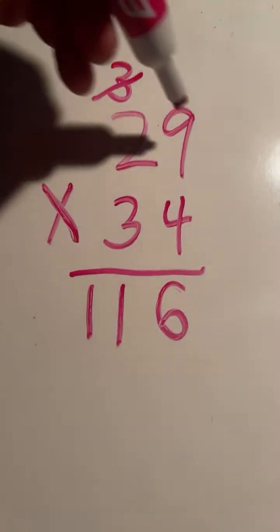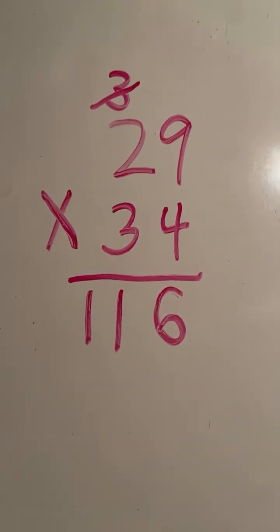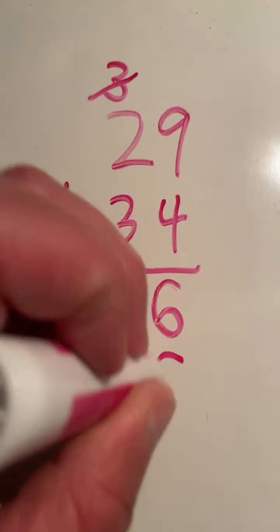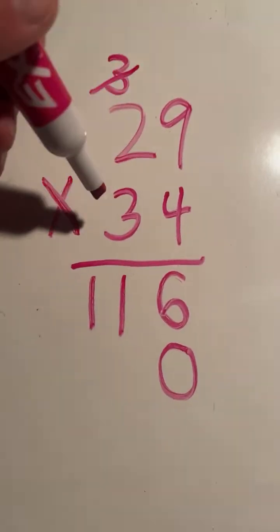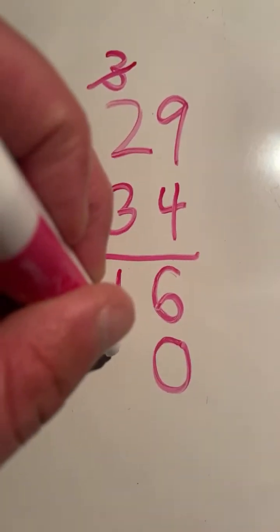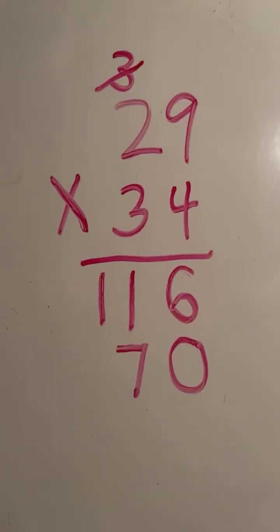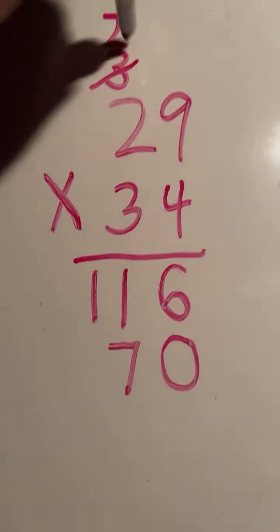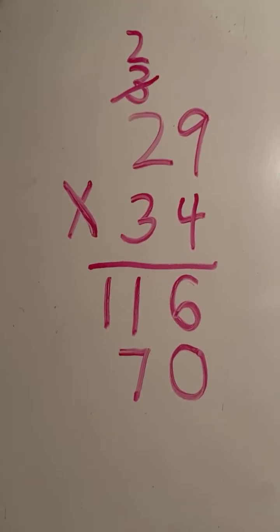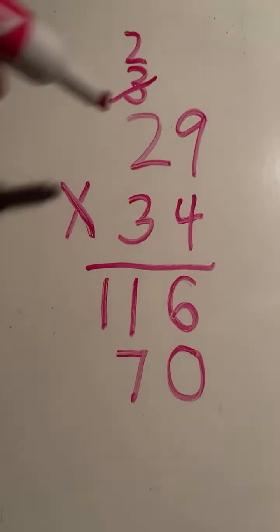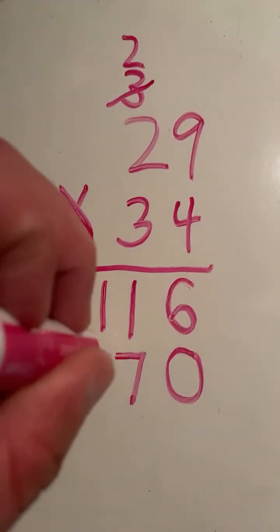Next, we multiply the top 2 digits times the bottom digit in the tens place. Since both digits in the ones place have already been multiplied, we're going to put a 0 in the ones place. 9 times 3 equals 27. Again, we're regrouping because our product's more than 10. The 7 in 27 goes in the tens place. The 2 in 27 gets carried over to the hundreds place. 2 times 3 equals 6. Plus 2 equals 8.